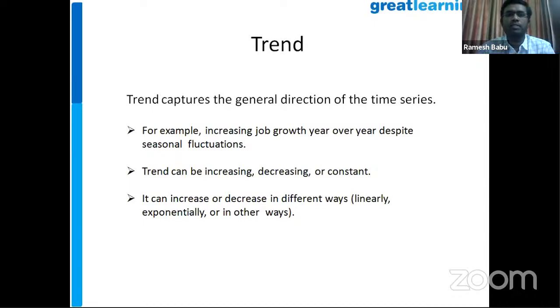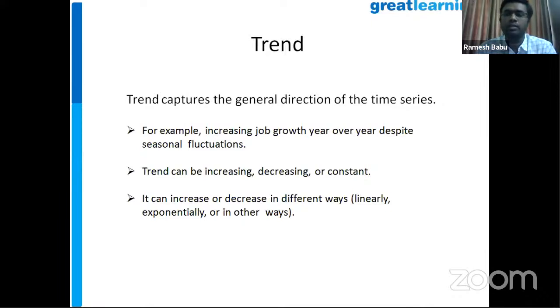Right. So as I mentioned, trend is captured during a time frame, and there will be upward and there will be downtrend, right? For example, increased job growth year over year despite seasonal fluctuation. So it will be an increased trend or a decreased trend. If the economy is good, then you will see an increased trend. If the economy is not very satisfactory, then there will be a decreased trend in the job market. So trend can be increasing or decreasing, or maybe a constant one.